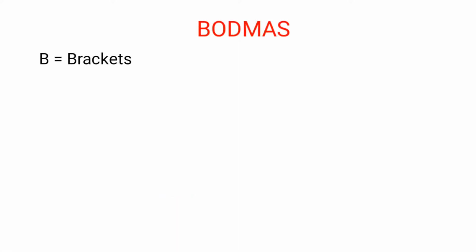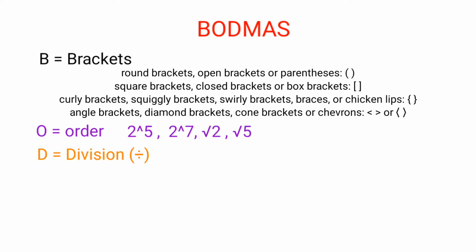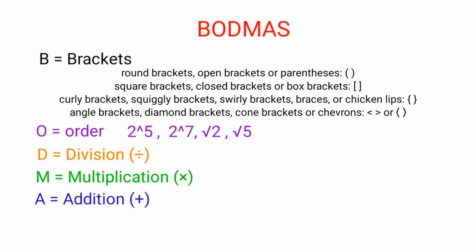BODMAS means B for brackets. This is a round bracket, this is a square bracket, this is a curly bracket and an angle bracket. And O for order. It means any order: 2 to the power of 5, 2 to the power of 7, root 2, root 5, any order. And D for division, M for multiplication, A for addition, S for subtraction.